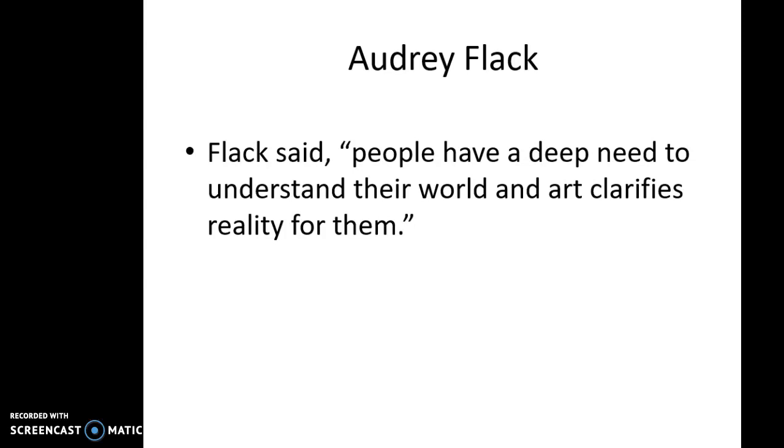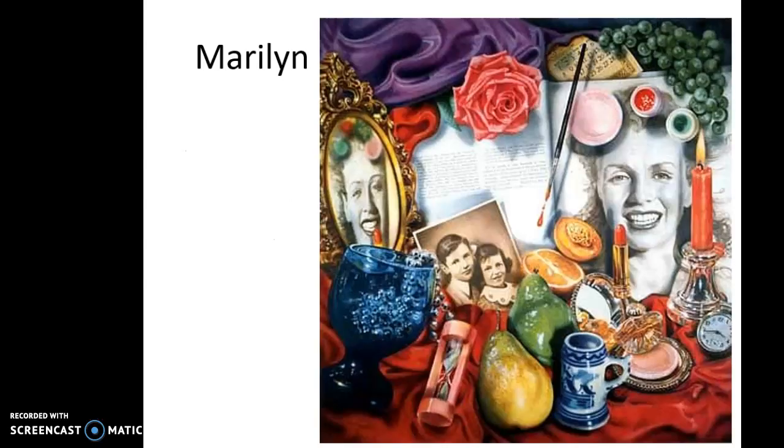she was a hyper-realistic artist. She once said, "People have a deep need to understand their world, and art clarifies reality for them." So this is a piece done by Audrey Flack called Marilyn. Who is Marilyn? It's Marilyn Monroe. So you can see different pictures of Marilyn Monroe: Marilyn Monroe propped up there, what looks like in a book, then the reflection of Marilyn Monroe in the mirror, and then the picture of two children, which would have been a young Marilyn Monroe.